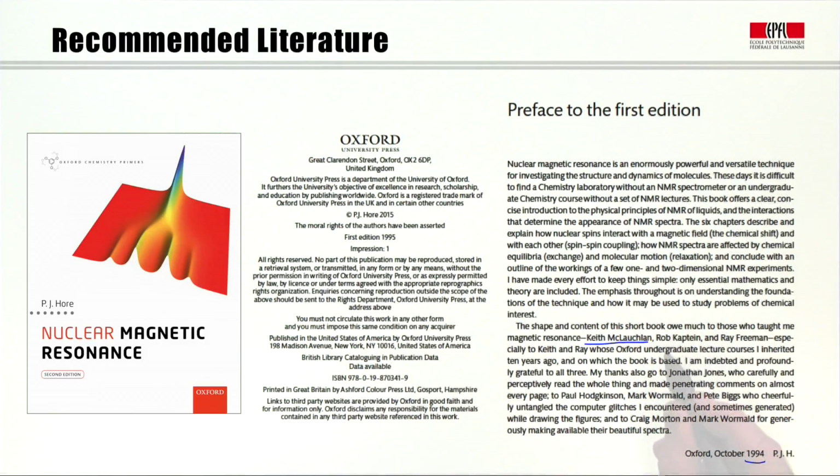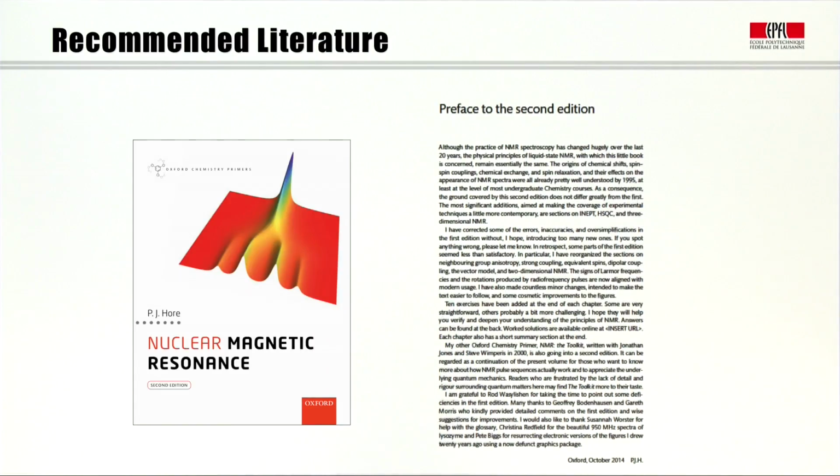Then there is a second name here, Rob Kaptein. Rob Kaptein is a biomolecular NMR spectroscopist at the University of Utrecht, and Peter Hoare spent some time with him as a postdoc, and that is where he got a strong impact, a strong brushing up on biomolecular applications of modern NMR. And the third person he mentions here is Ray Freeman, also a lecturer at Oxford University in those days, now emeritus professor in Cambridge. And Ray Freeman not only lectured to Peter Hoare, but also to myself, since he was my PhD advisor.